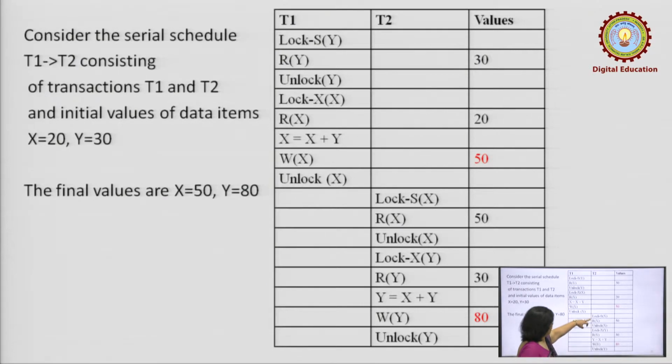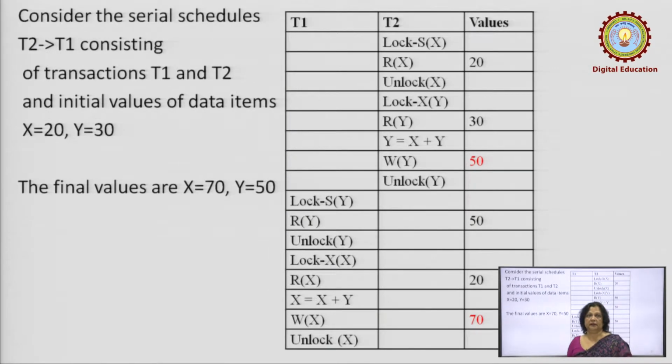Then we have a shared lock on x, read of x as 50, that is the value that was written here, unlock x. Lock y in exclusive mode, read it, the value of y is modified to 80 and y is written. So, we get the final values of x and y as 50 and 80.